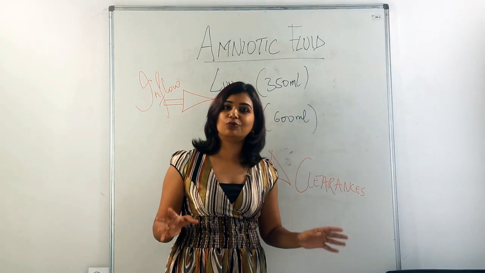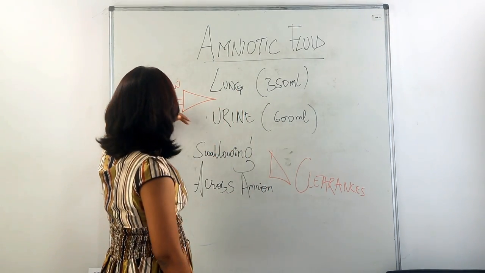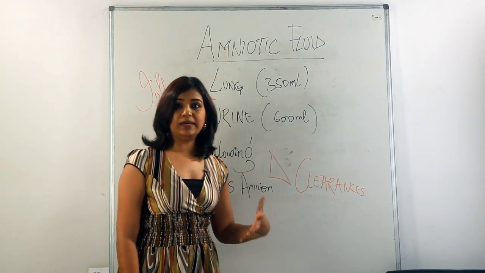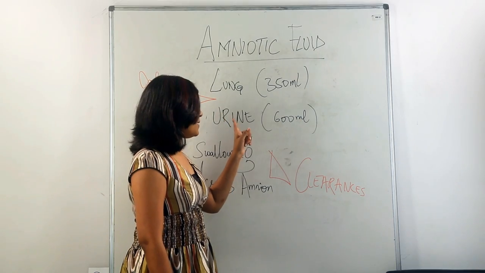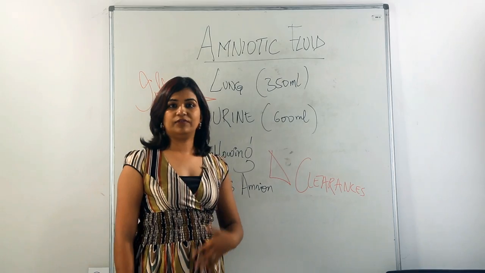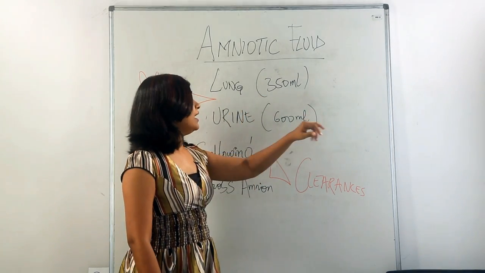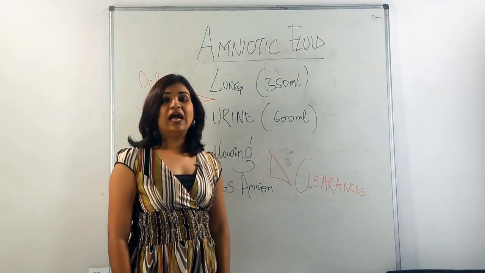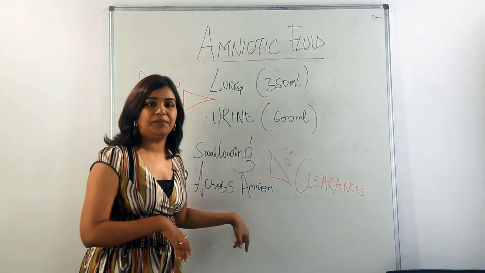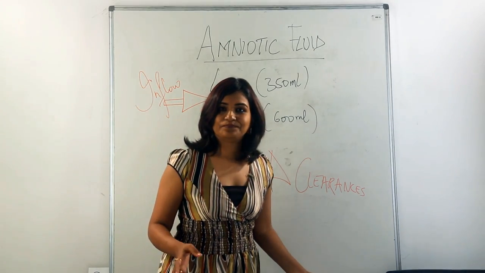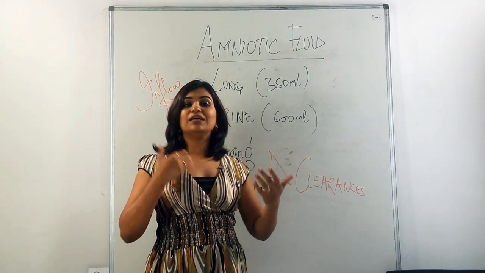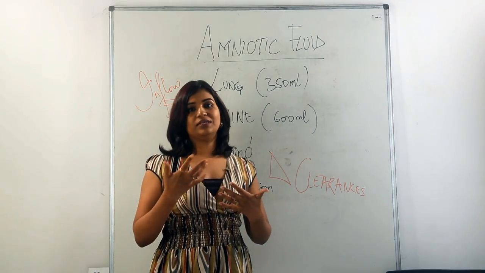So how is this amniotic fluid formed? The inflow of amniotic fluid is usually from the lungs of the baby, the secretions from the lungs of the baby, and then urine of the baby. When the baby passes urine, about 600 ml of amniotic fluid is produced within the body, whereas the lung secretions account to about 350 ml of the fluid. And how is this fluid cleared out? It's either by swallowing or from across the amnion. So at any given point of time, the baby would be having at least 600 ml of fluid because the baby passes urine at a regular interval.